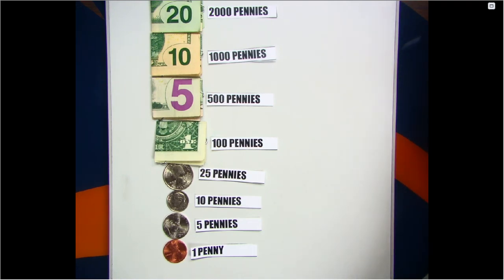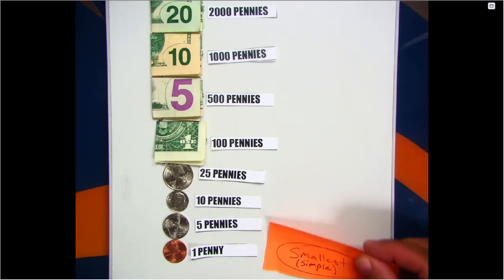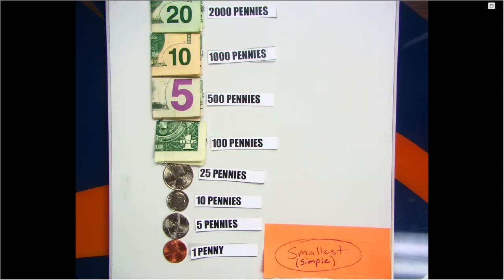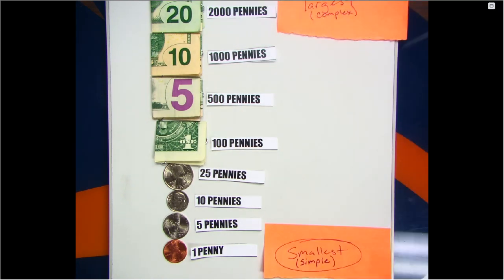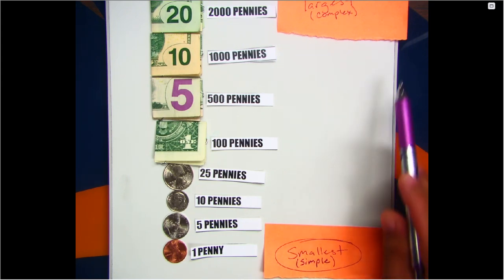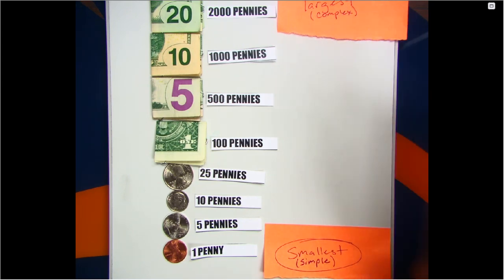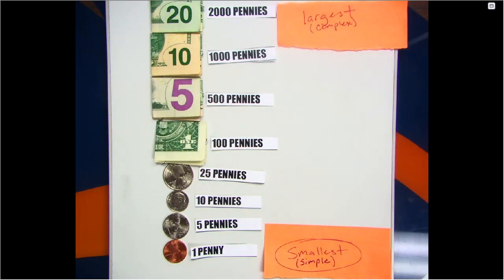So at the very bottom, the penny, that is our smallest level, okay? That is our smallest level. Then you have your largest level, which is the $20 bill. But I want to show you that there are simple and complex terms used to describe these as well. So when you see on a piece of paper, on a worksheet, on a test, where you have levels of organization, you're given examples, you have pictures, you have words.